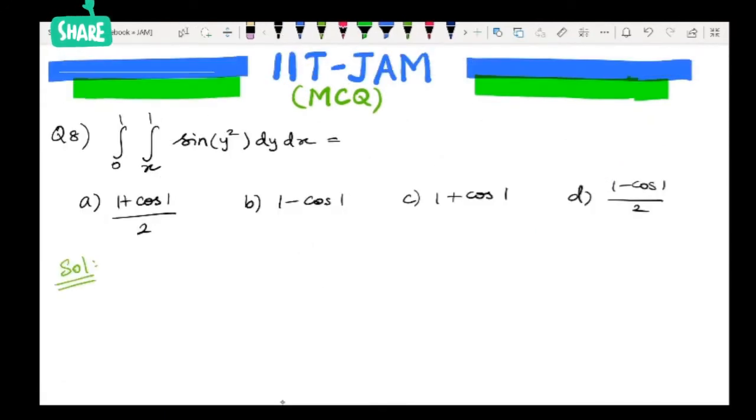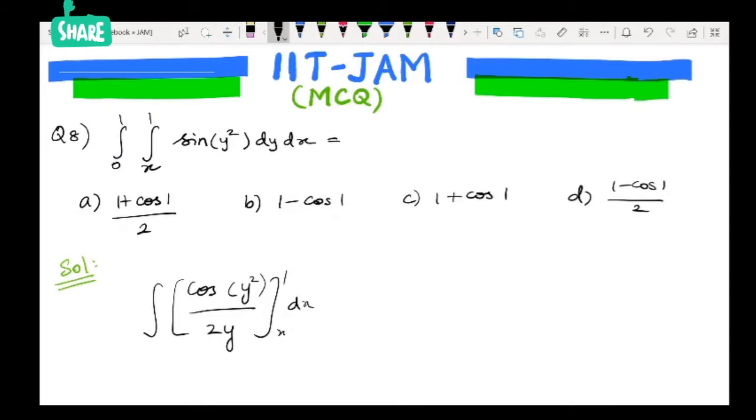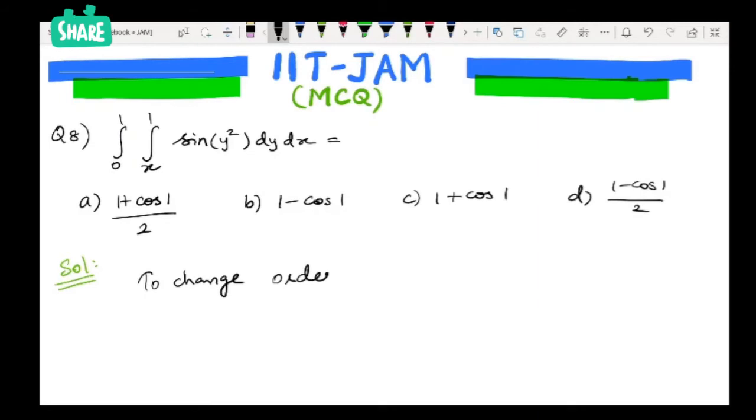Okay, next question, we have the double integral of sine y square dy dx. If you try to do it straight away, you need to calculate the integration of sine y square with respect to y, which is not that easy to integrate. So let's not do this first. It will be a lot better if you can integrate it with respect to x first. So let's try to change the order of integration.